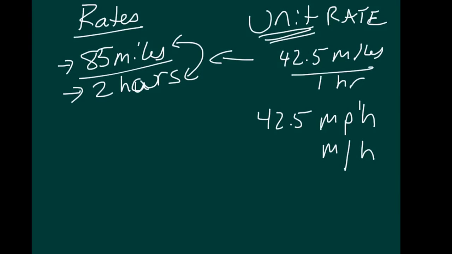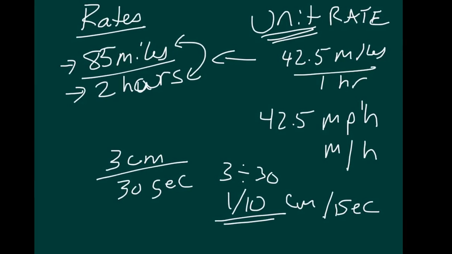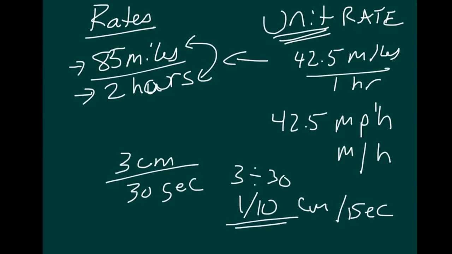Because it's per 1. Anytime you have two different units, it could be a little snail crawling along at 3 centimeters for every 30 seconds. If you wanted to get the unit rate, you would divide 3 by 30, which would be 1/10 of a centimeter per second. That's the unit rate. For each 1 second, this snail travels 1/10 of a centimeter. 1 millimeter per second. Rather slow even for a snail.